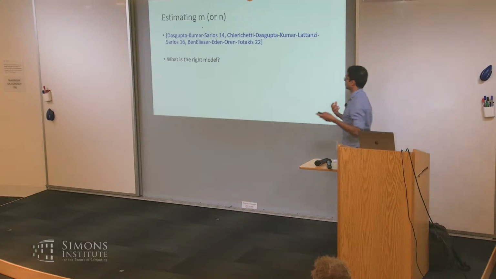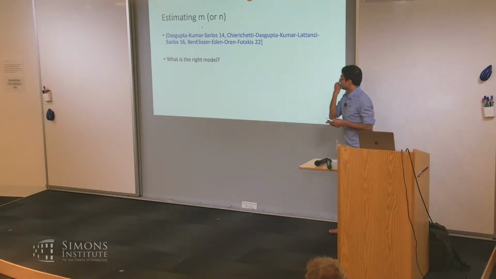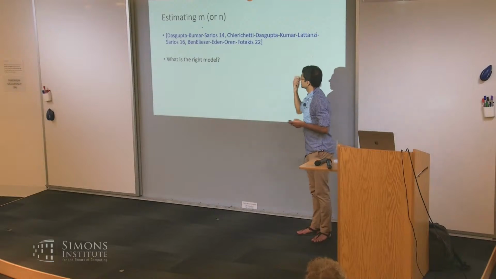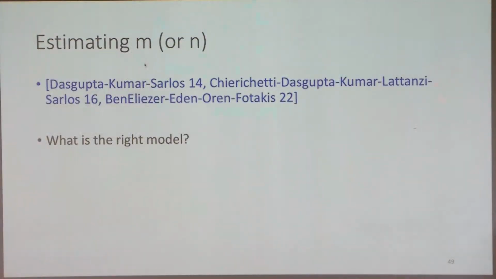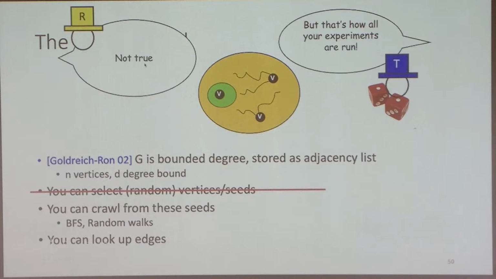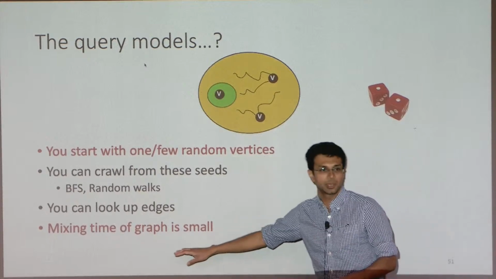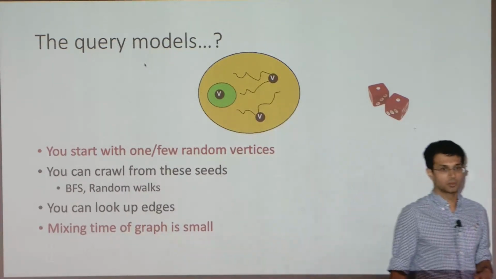And this is exactly what was pointed out by Dasgupta, Kumar, and Sarlos, Chierichetti et al., and then Omri, Ben Eliezer, Talia, Erin, Oren, and Fotakis had this question of how do you actually sample uniform random vertices given the graph. There's this big question of what is the right model. And I think a reasonable model that you could say is you don't get to sample uniform random vertices. So ignore the cartoons over here. But you start with a few random vertices, and the mixing time of the graph is small. That seems to be an assumption that people are OK with.